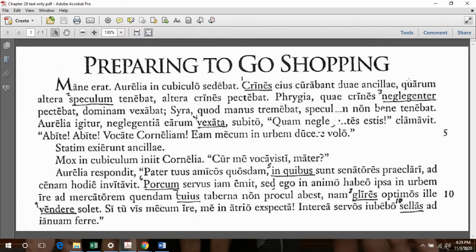Now, the antecedent of the quarum are the anculae, meaning that the quarum represents or relates to the anculae, as quarum is a relative pronoun. Because anculae is plural, quarum is plural. Because anculae is feminine, quarum is feminine. But quarum, in its clause, the relative clause introduced by quarum, altera speculum tenebat, is a genitive because it is part of a whole. The altera is a part of the quarum, which is the genitive whole, both of the slave ladies. And so, remember, it will agree with its antecedent in number and gender, but not in case necessarily.